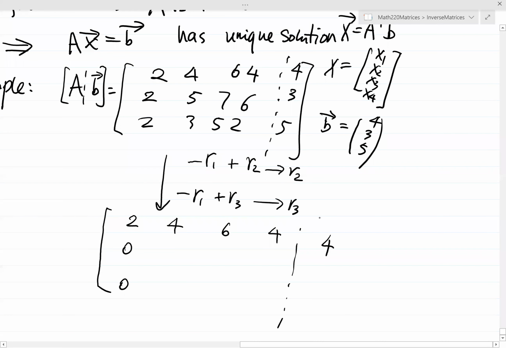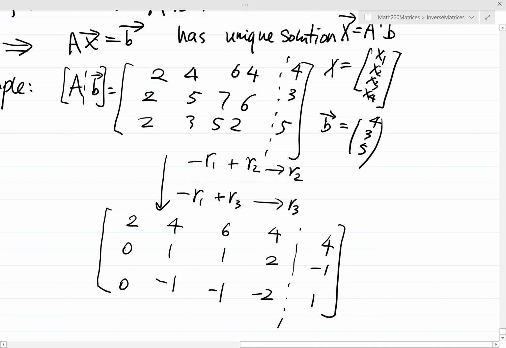Okay, the second row. Now look at the second row. 5 minus 4, so we get 1. 3 minus 4, so we get a negative 1. And then here, 7 minus 6, so we get a 1. 5 minus 6, a negative 1. 6 minus 4, so we get a 2. 2 minus 4, so we get a negative 2. And then 3 minus 4, negative 1. 5 minus 4, 1. So we get this augmented matrix.